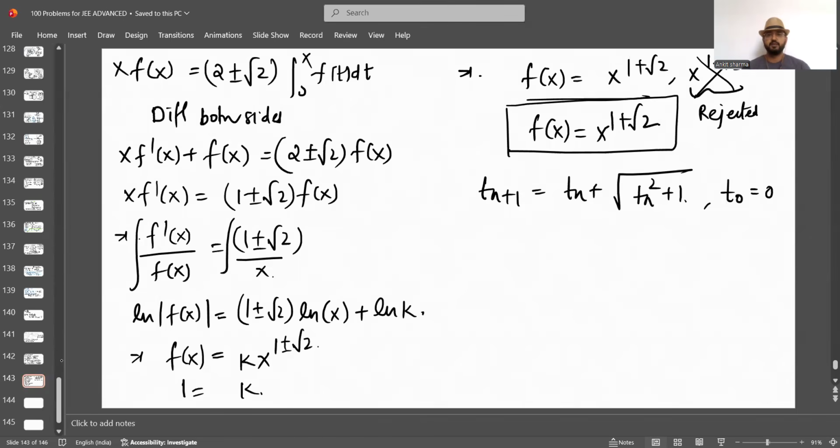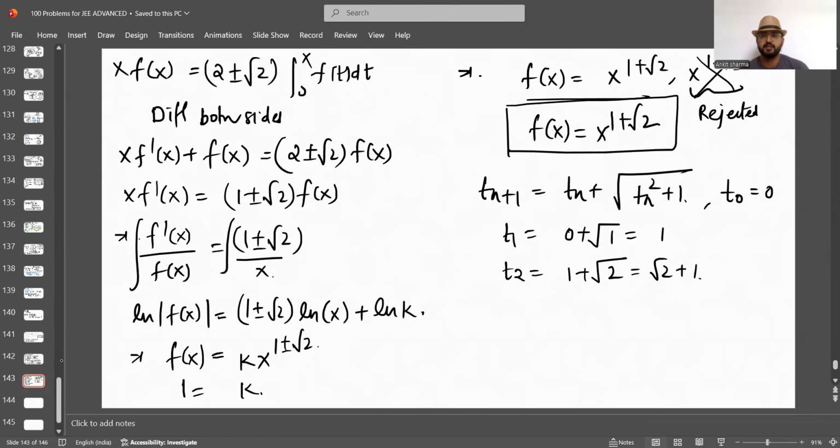So of course, if you look at this sequence, then here T0 is 0. So let's find T1 here. So T1 would be T0, which is 0, plus the square root of 1. That turns out to be 1. And if I find T2, then T2 turns out to be 1 plus the square root of 1 plus 1, which is 2. So that turns out to be root 2 plus 1.